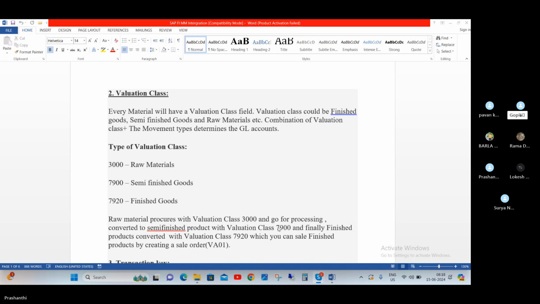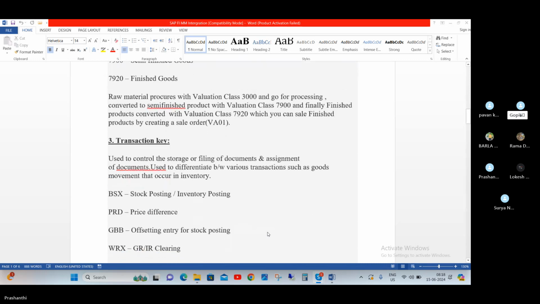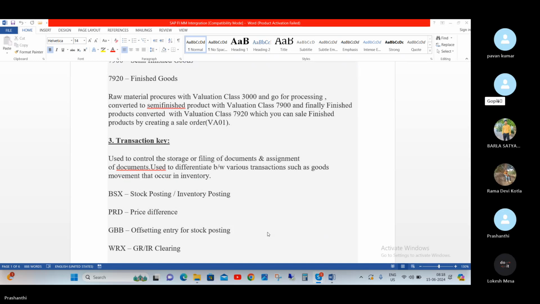Raw material is procured with valuation class 3000, goes for processing and is converted to semi-finished goods with valuation class 7900, and finally is converted with valuation class 7920 into finished goods, which you can sell by creating the sales order. First it will be a raw material, then it will be converted to semi-finished goods, next to finished goods, and finally the output product comes into the picture, and after that we will sell to the customer through a sales order.